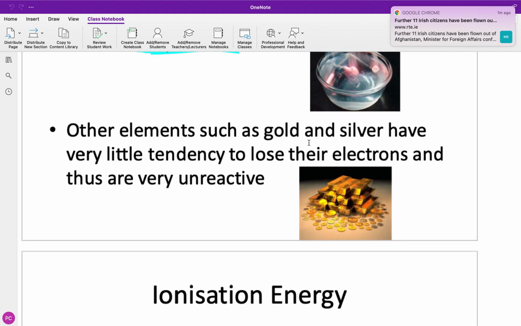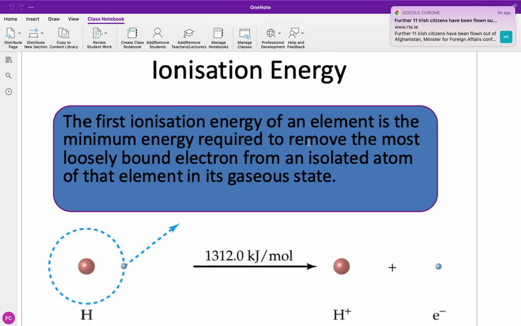Other elements such as gold and silver, no interest. They have no interest. They're like carbon. They've nothing to get rid of, nothing to get. So therefore, they're extremely unreactive. So your ionization energy, if you think of gold and silver being so unreactive, and sodium and potassium being so reactive, why?